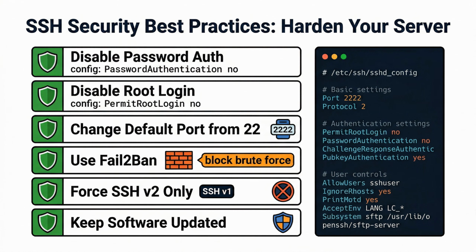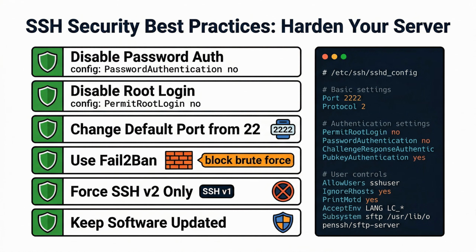You need to use it securely. First, disable password authentication. In your SSH config file, that's /etc/ssh/sshd_config, set PasswordAuthentication to no. Force key-based auth only. Second, disable root login. Set PermitRootLogin to no. Third, change the default port from 22 to reduce automated bot scanning.